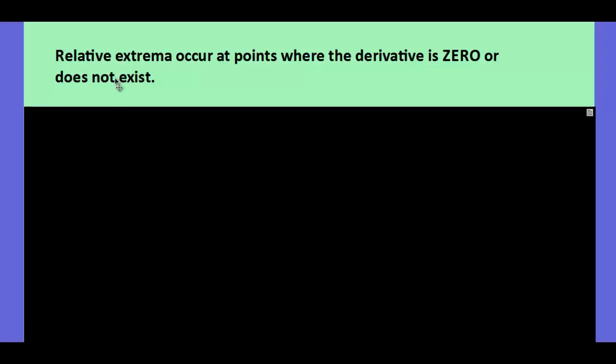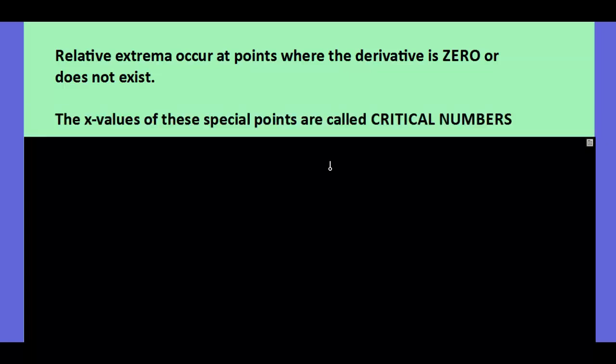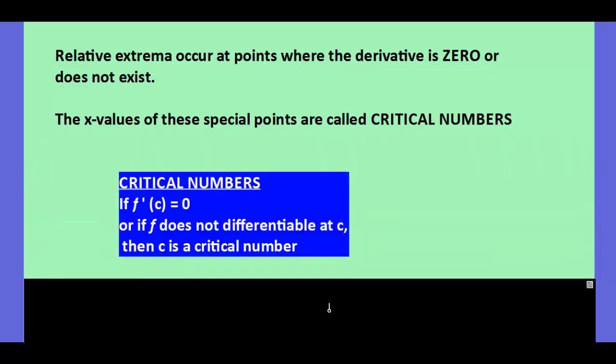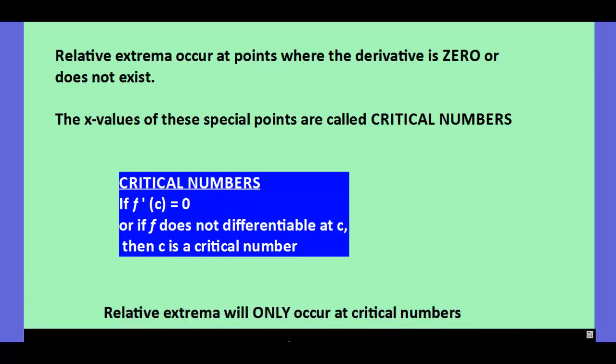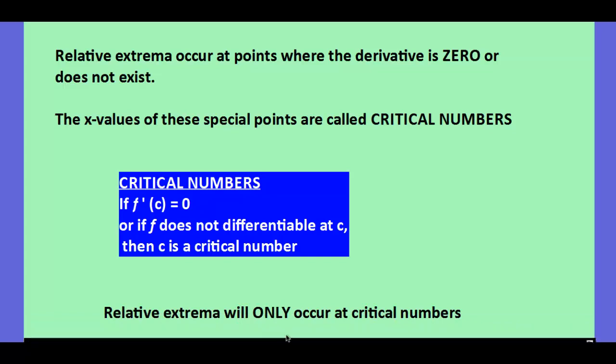All of this leads to the idea that relative extrema occur at either points where the derivative is 0 or does not exist. And the x values of these special points are called critical numbers, points where the derivative is 0 or does not exist. So here's the big definition of critical numbers. If the derivative is 0, or if the function is not differentiable, in other words, the derivative does not exist at that point, then c must be a critical number. And that's where relative extrema exist. Relative extrema will only occur at critical numbers or at the endpoints of intervals.